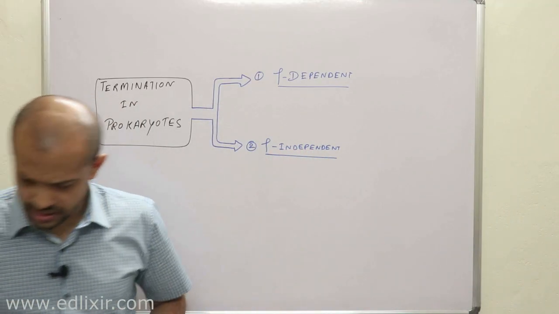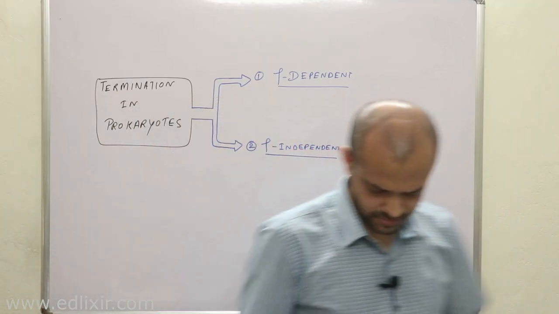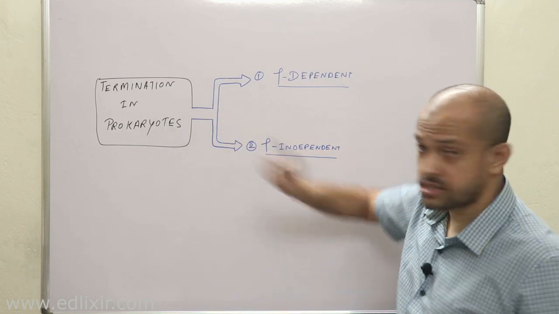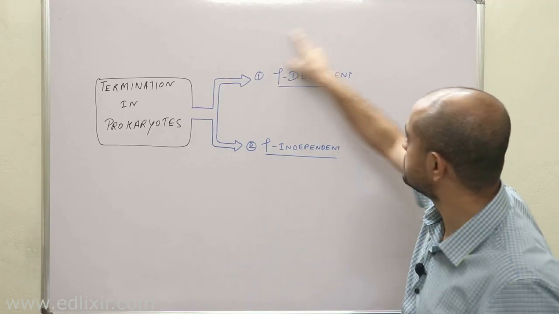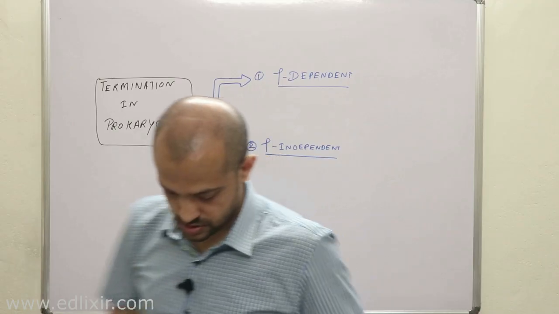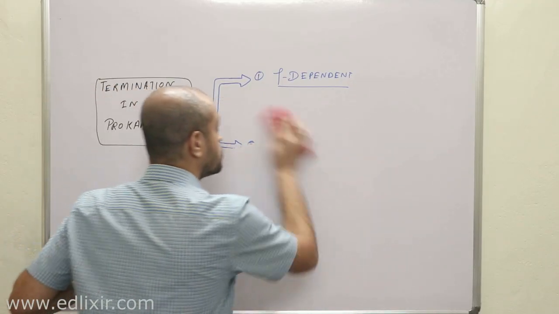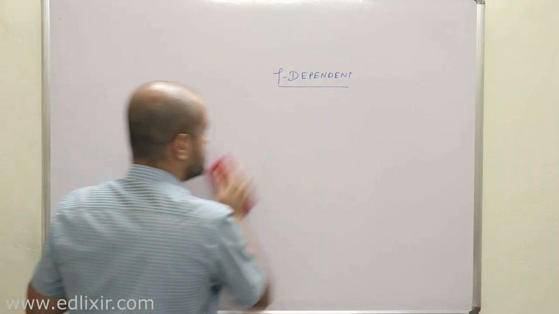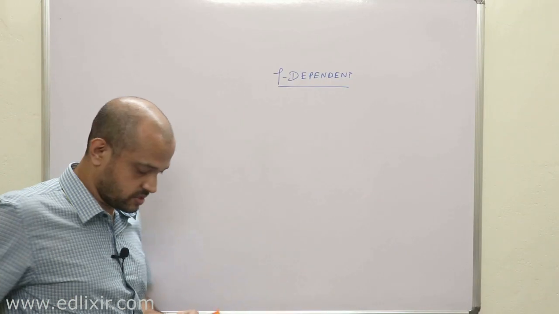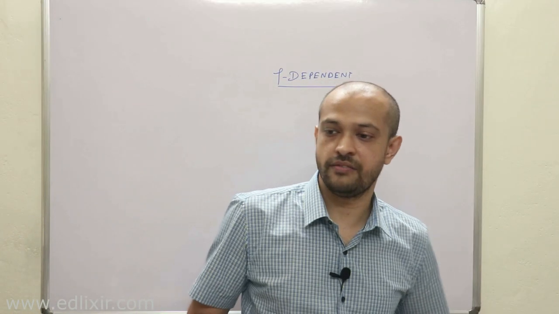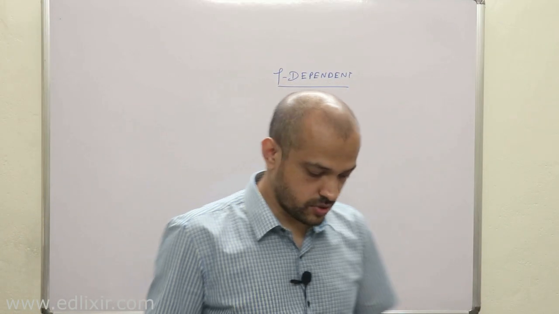A very important point here we need to understand is this: in case of termination, we will first talk about the Rho-dependent mechanism. Then we will talk about the Rho-independent mechanism. So let's start with the Rho-dependent mechanism. In this mechanism, Rho protein plays a very important role, right?